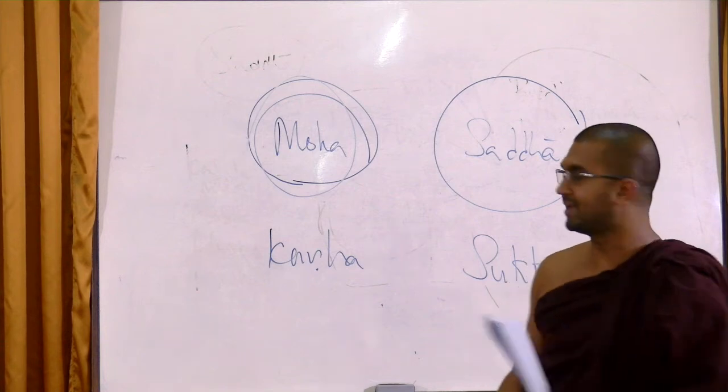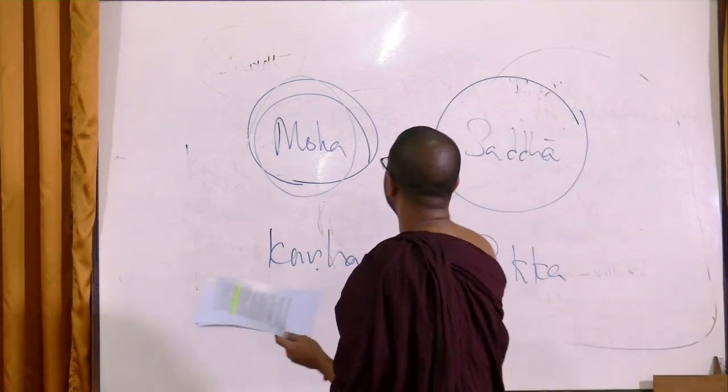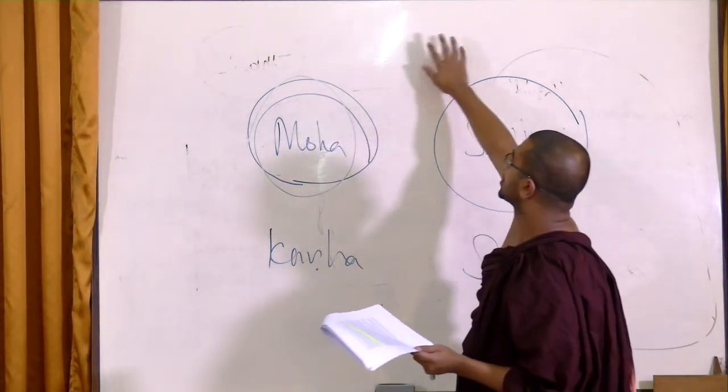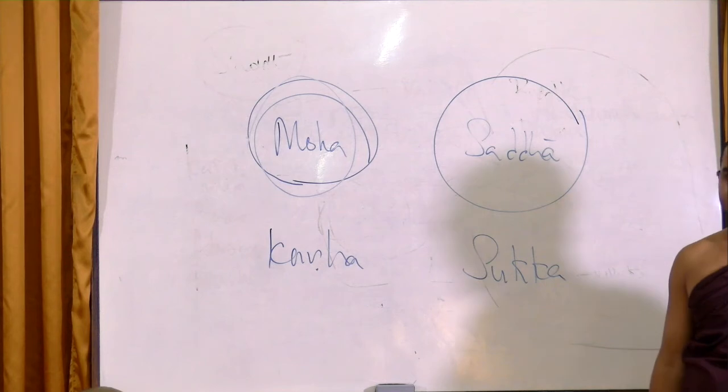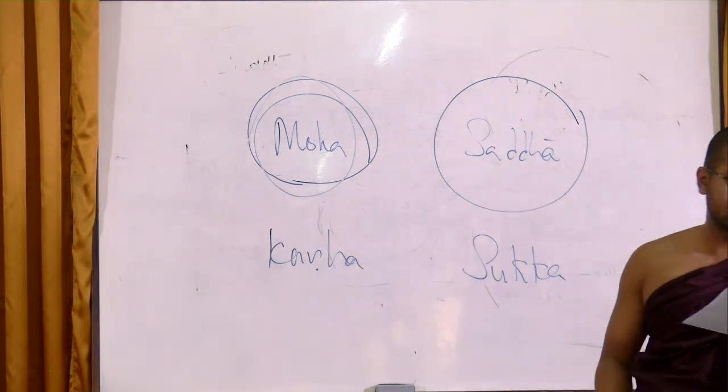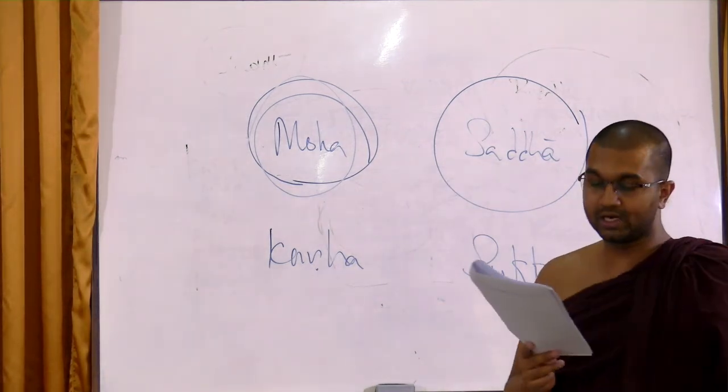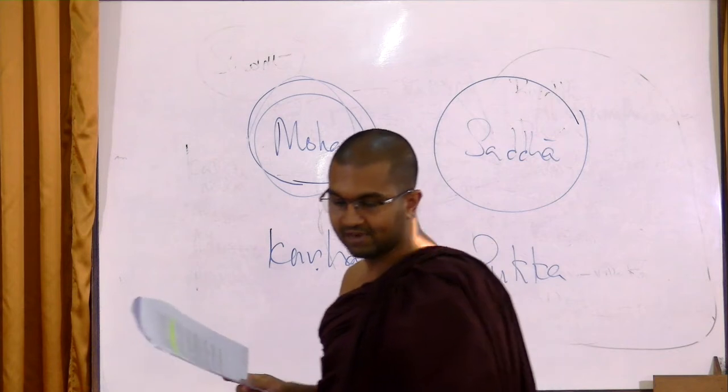So this is what I mentioned. Moha and saddha related to akusala, sobhana and kusala. Right? Akusala, sobhana and kusala. Then to conclude the lecture, there are two other mulas, vaṭṭamūla and vivaṭṭamūla.